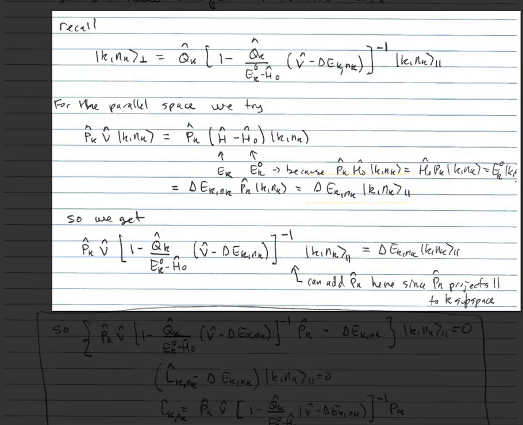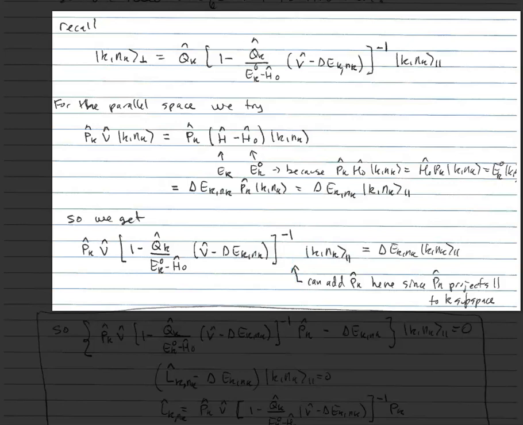Okay, so now let's go ahead and do that. We're going to multiply the Pk V̂ times our state, which is this term with the big operators and the inverse. We can also add a Pk on the left-hand side of that ugly big operator, because Pk projecting onto the state that's already in the parallel subspace just gives the same state, because |k,nk⟩∥ is already in the parallel subspace. And that whole thing has to equal ΔEk,nk |k,nk⟩∥.